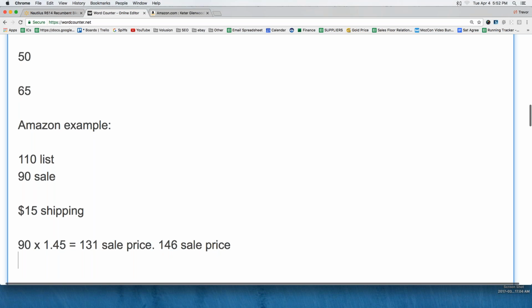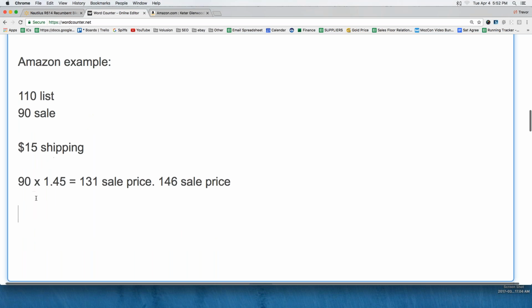And I could leave it at that, and I could list it for sale. I don't need to worry about all the fees and all the other stuff. But to help you guys understand, let's look at what the fees would be. So at a 146 sale price, we need eBay fees, we need PayPal fees, and we need sales tax.